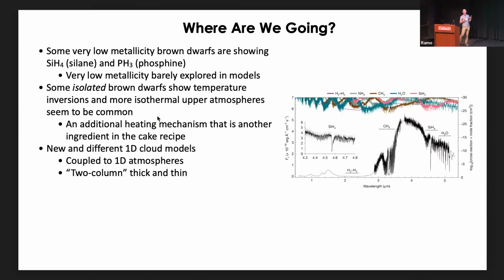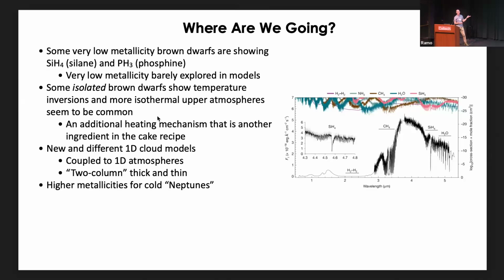People are developing new and different one-dimensional cloud models. This really needs to keep happening. We need new ways of thinking about how clouds are affecting atmospheres. This can be coupled to one-dimensional atmosphere models. We can also think about multi-column one-dimensional models where you can call the radiative transfer on thick and thin clouds at the same time.